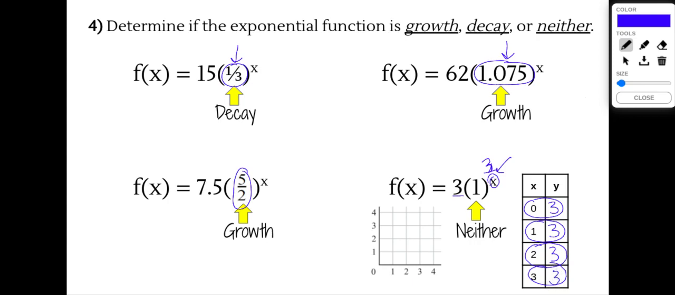So do you notice how the output value stays the same? 3, 3, 3, 3. It stays the same. So if I went over to the graph and I actually graphed these points, (0, 3), (1, 3), (2, 3), and (3, 3), it's a straight line. It's not showing exponential growth, which looks like this, and it's not showing exponential decay, which looks like this. It is showing neither growth or decay because the B value is 1. Okay? So if it's greater than 1, it's growth. If it's less than 1, it's decay. If it's exactly 1, it's neither growth or decay.